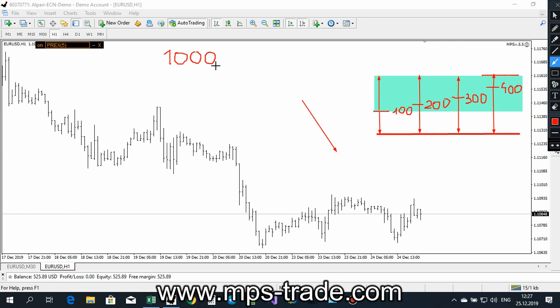Okay, so this type of execution, this gradual execution, is called netting. And the majority of brokers simply use the so-called netting account. So suppose you opened 100, 200, 300 and 400. Instead of having 4 positions, they unite these 4 into one position of 1000 lots, and they give you an average price of that, as if you have only one position of 1000 lots with only one price. So this is called averaging price.